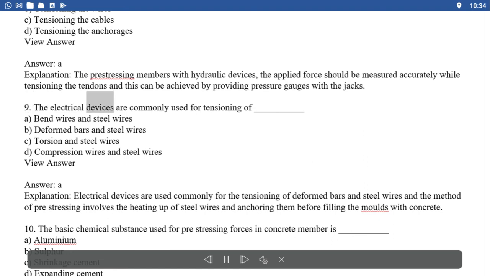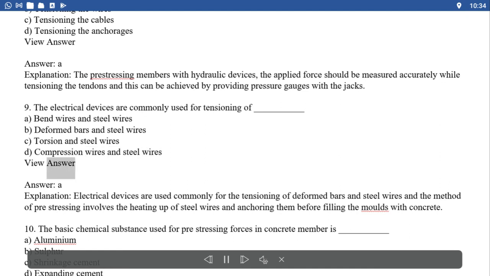The electrical devices are commonly used for tensioning of blank. A. Bend wires and steel wires. B. Deformed bars and steel wires. C. Torsion and steel wires. D. Compression wires and steel wires.